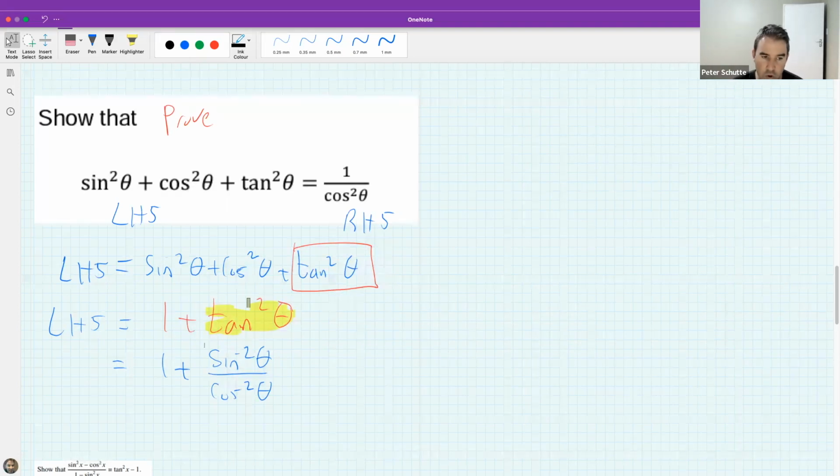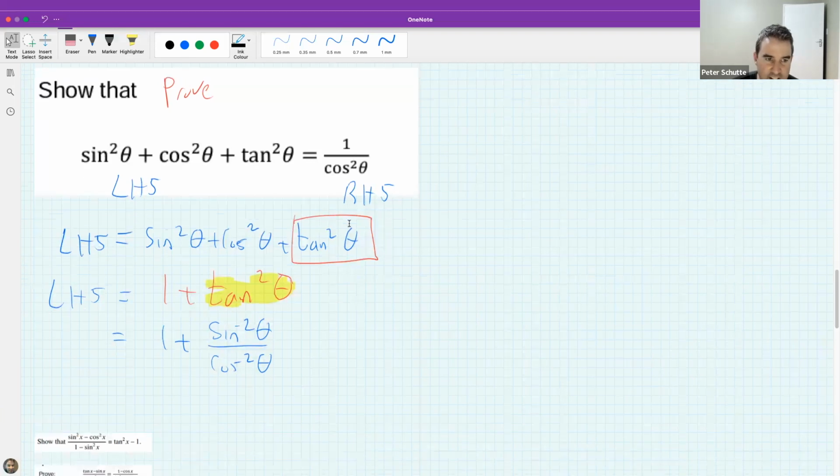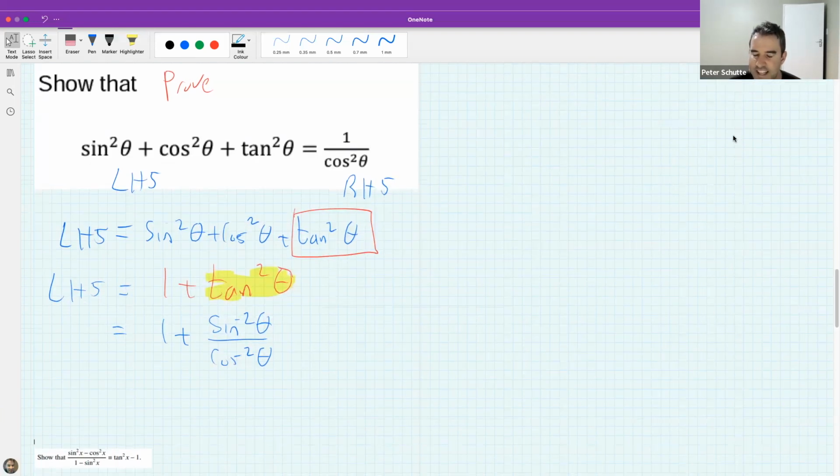However, the goal in these types of questions is to make the left-hand side look like the right-hand side. Now, we're not quite there yet. We're almost there. I would like some suggestions from the class as to what the next step might be. Let's go to Letty. Letty, what do you think the next step would be? So I think we should move one side to the other side of the equal sign and then divide.